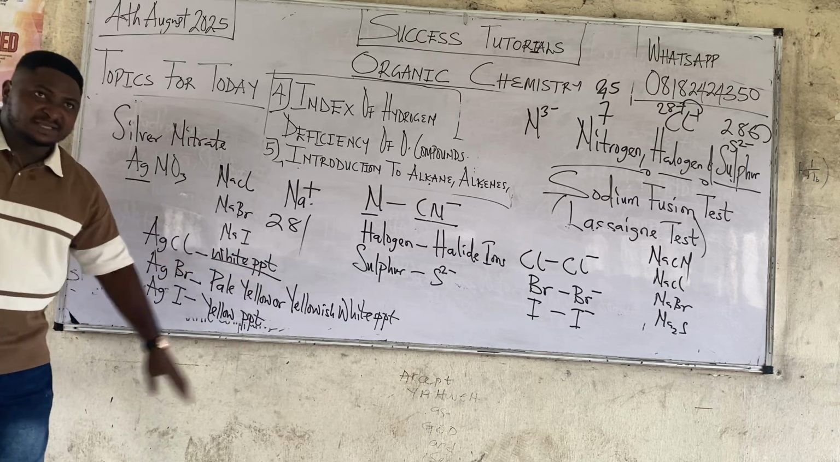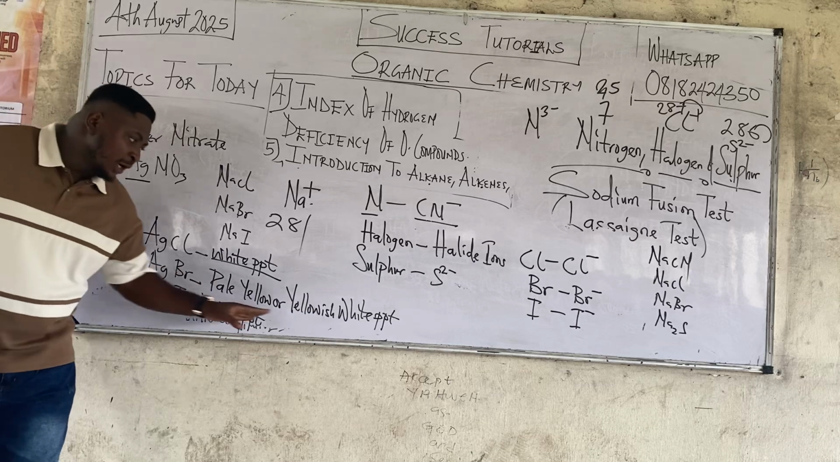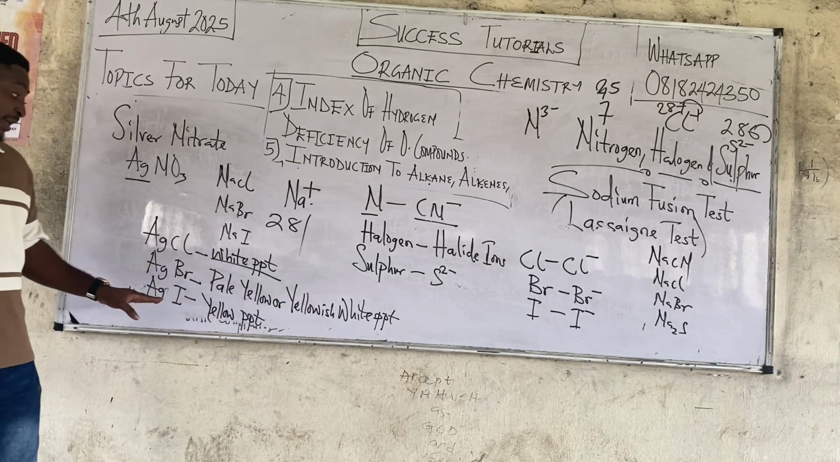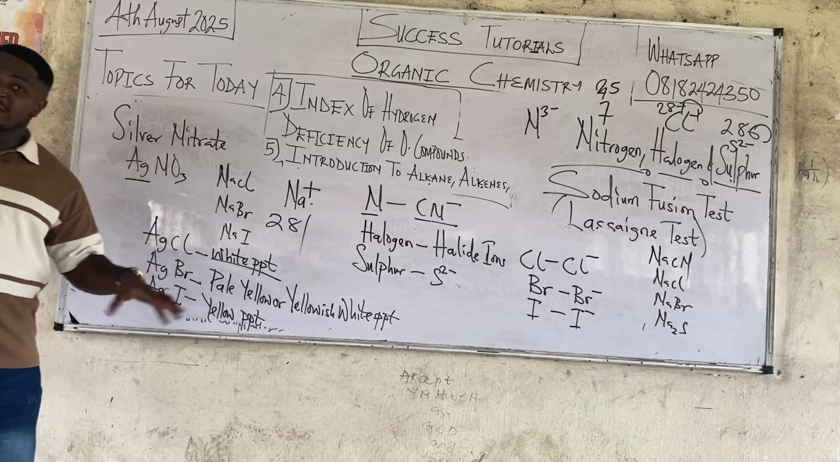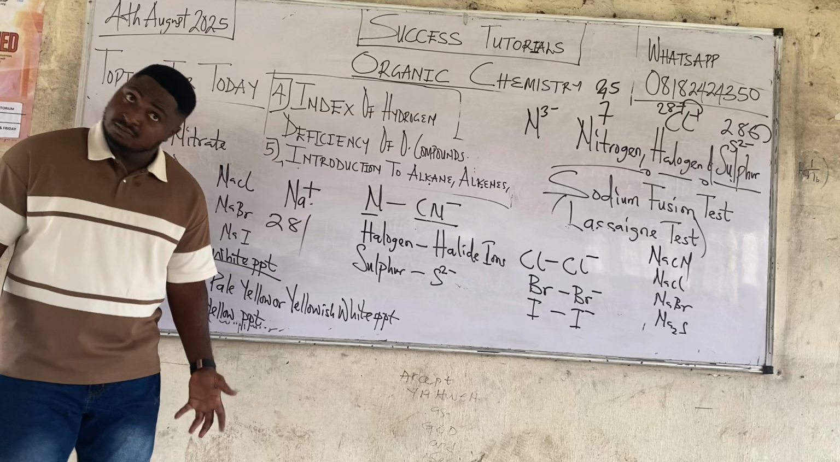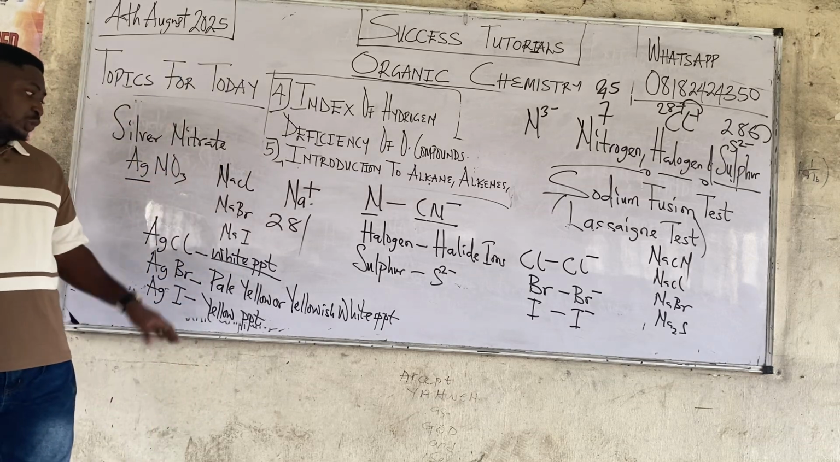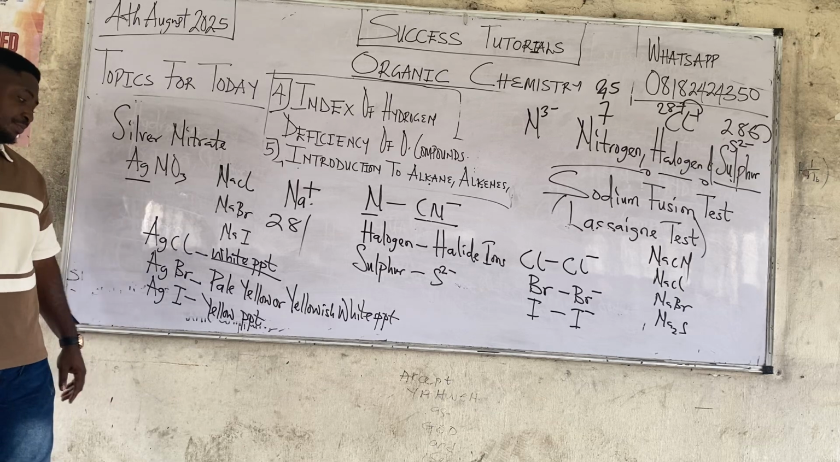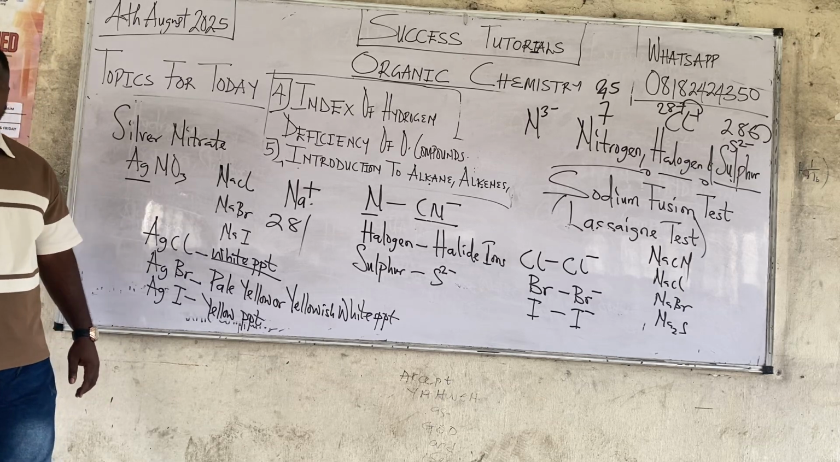Chlorine, white precipitate. Bromine, pale yellow or yellowish white. If it's iodine, thank God for the color changes, because all of them are halogens. So if they all gave the same color, how would we know which is which? So this confirms the exact halogen that is present in the inorganic compound.